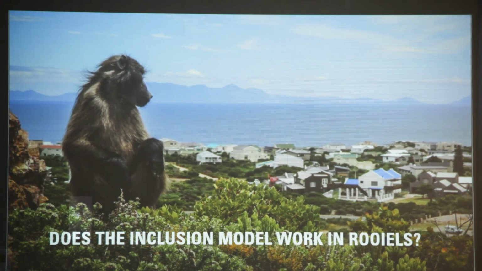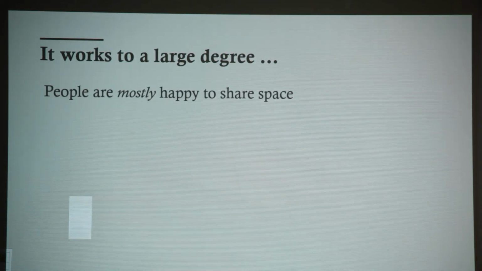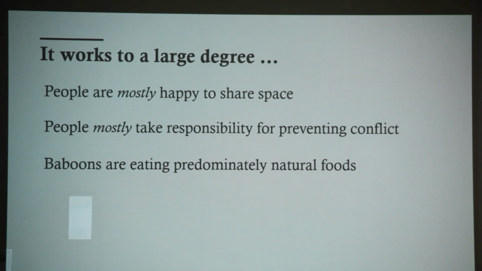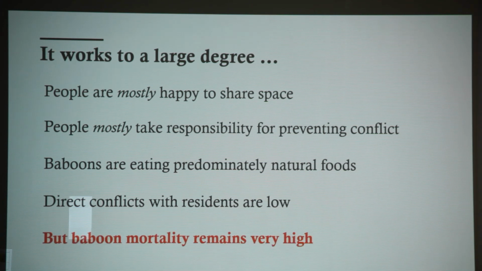So does this model work? It works to a large degree. People are mostly happy to share space. They mostly take responsibility for preventing conflict. Baboons are eating predominantly natural food, so they're still servicing the ecosystem. And direct conflicts with residents are low. But baboon mortality remains very high in this community.